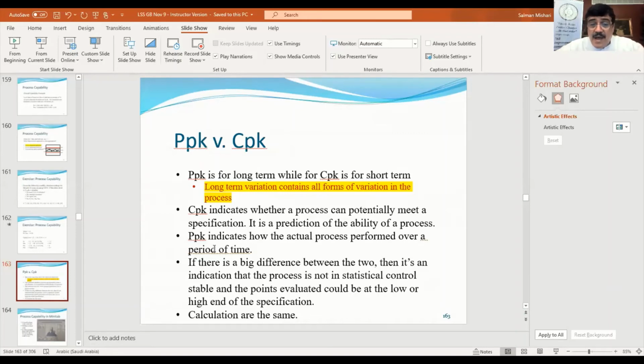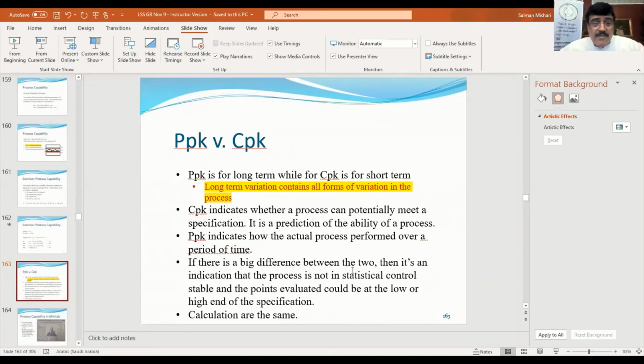And basically, if there is a big difference between the two, if you see that your CPK and PPK are too big of a difference, very big, then it can also be an indication that your process is not in control, it's out of control, and maybe. But the calculation is the same as we've seen now.